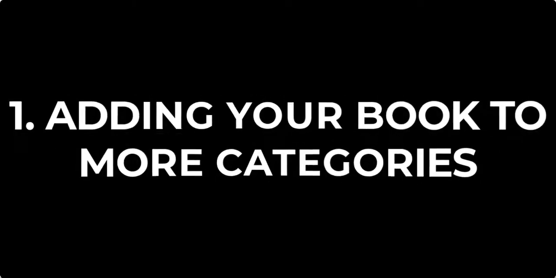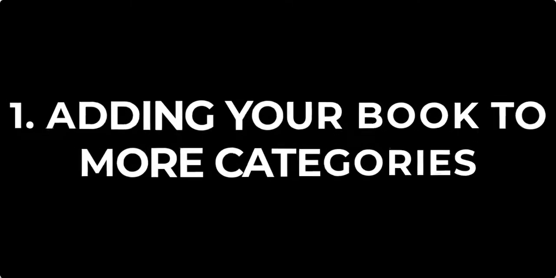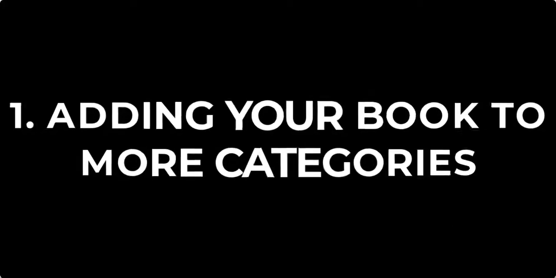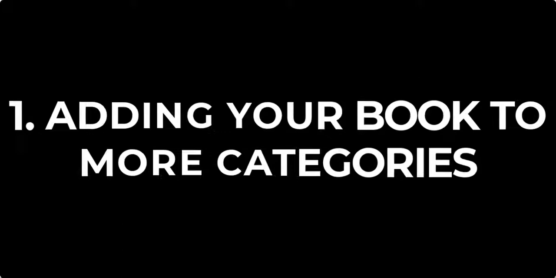So like I mentioned before, the first thing you're going to do is to be adding your book to more categories. Now the question that always comes up is, where do I get all the categories that I am going to be adding my book to? So what you're going to do to get categories is this.